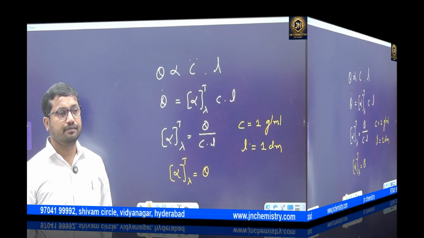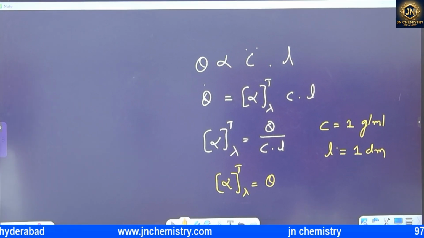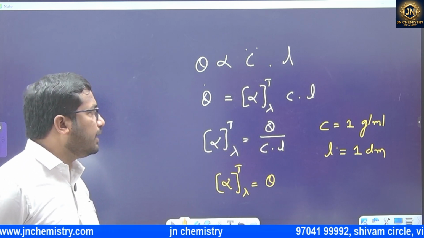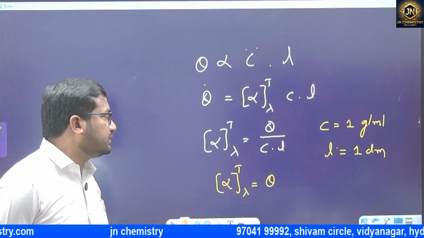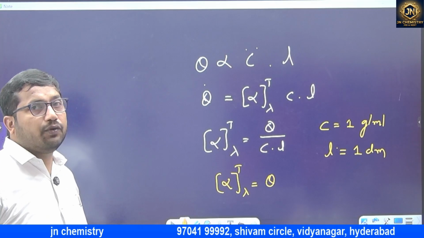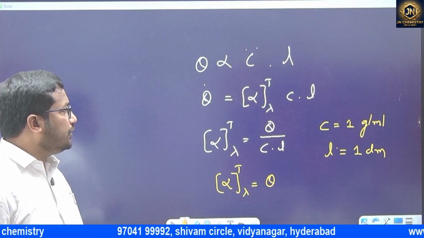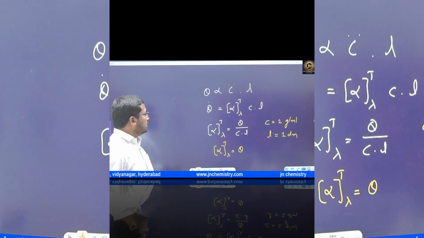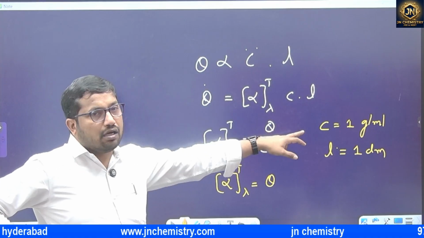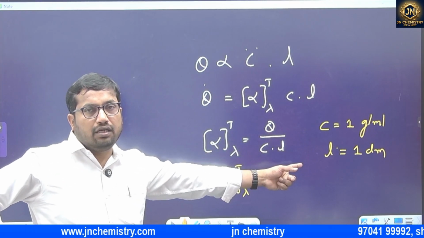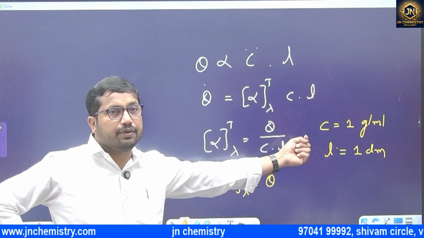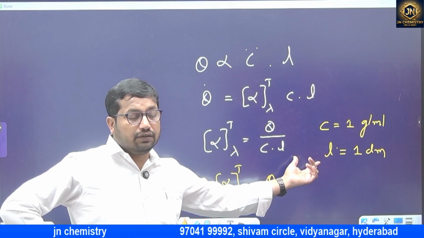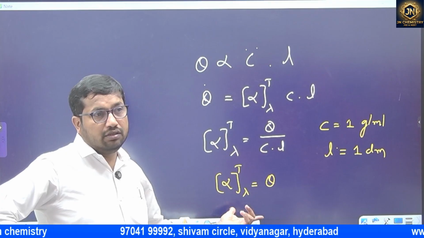Write this down. Specific angle of rotation is produced when the concentration of the substance is 1 gram per ml and the length of the polarimeter tube is 1 decimeter. Then alpha will be produced.